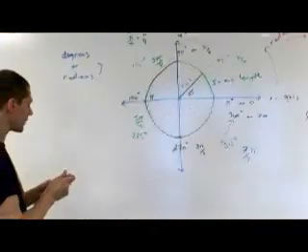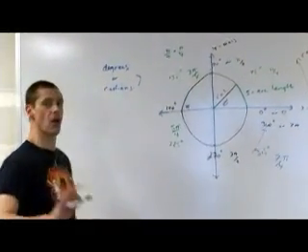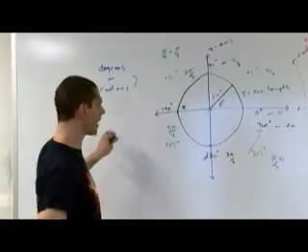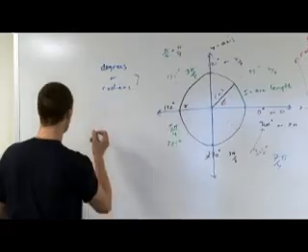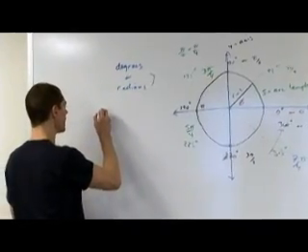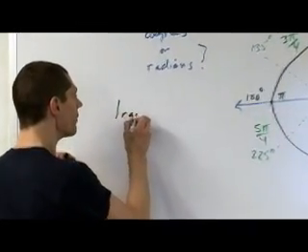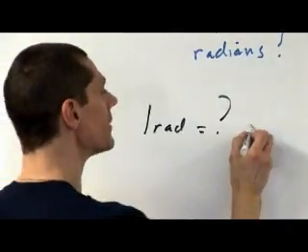Do we need to have a calculator in degrees or radians? Right now, it doesn't matter. For this kind of work, what we're doing, as I said before, what is 1 radian? I don't think I did this yesterday. So I'll write this, 1 radian. What does this equal in degrees?